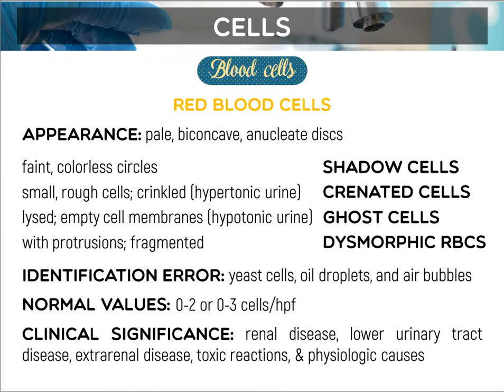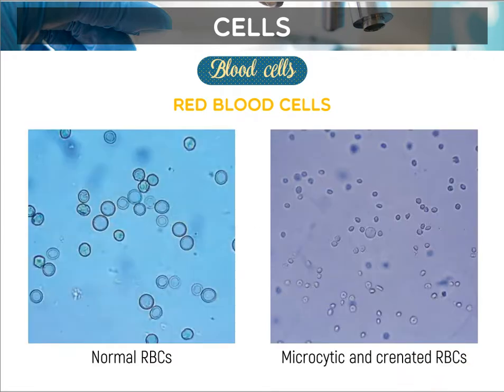So the normal values that we see here is around 0 to 2 or 0 to 3 cells per HPF. Okay, so its significance is renal disease, lower urinary tract disease, extrarenal disease, toxic reactions, and physiologic causes. As you can see, they are usually associated with damage to the glomerular membrane or vascular injury within your genitourinary tract. Okay? So this is what normal RBCs look like.